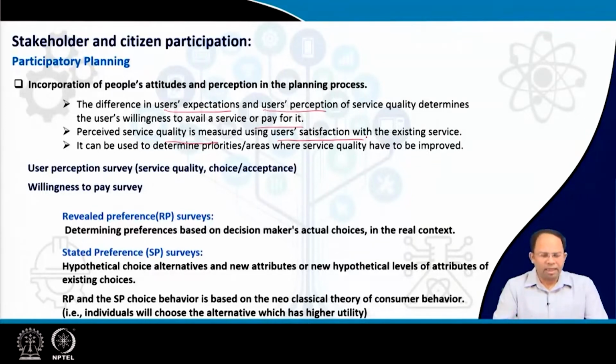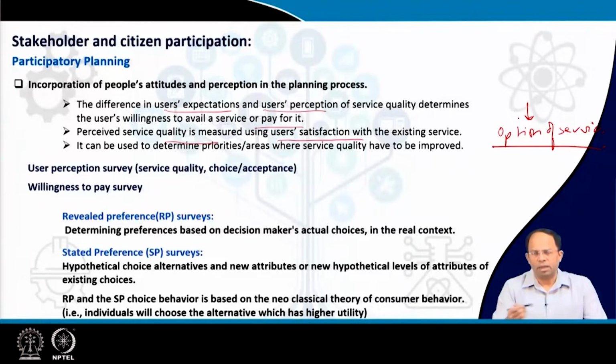In another case, what we can do is give choices to the people and ask them which choice they want. So, it's not only about their satisfaction with a service, but if there are different options, like options for a service, these could also be chosen by the people, right? So, this is also another form of user perception, where they give their opinion about a particular option.